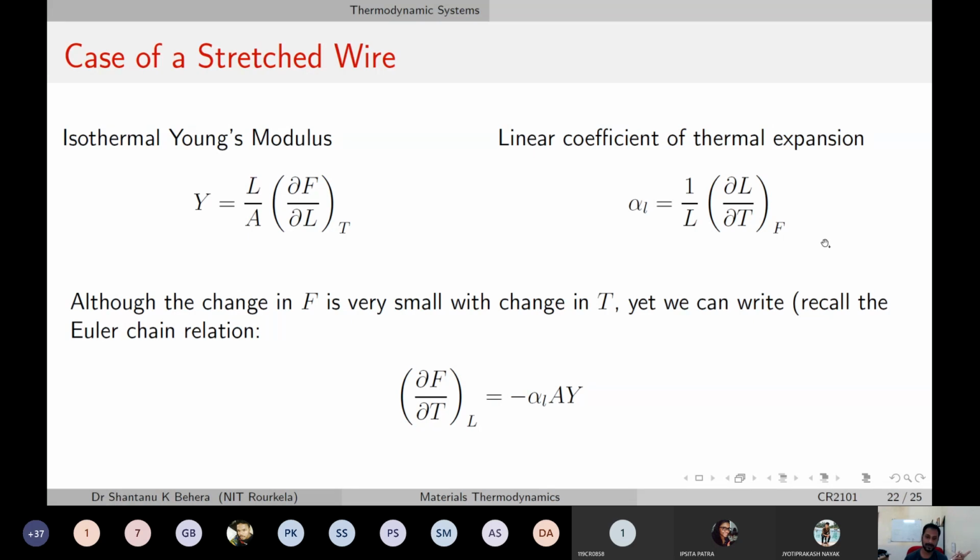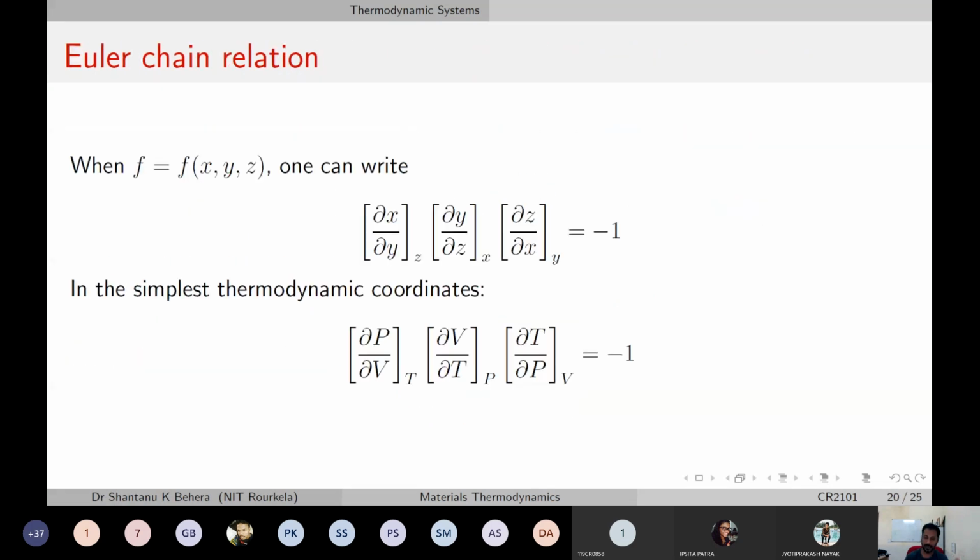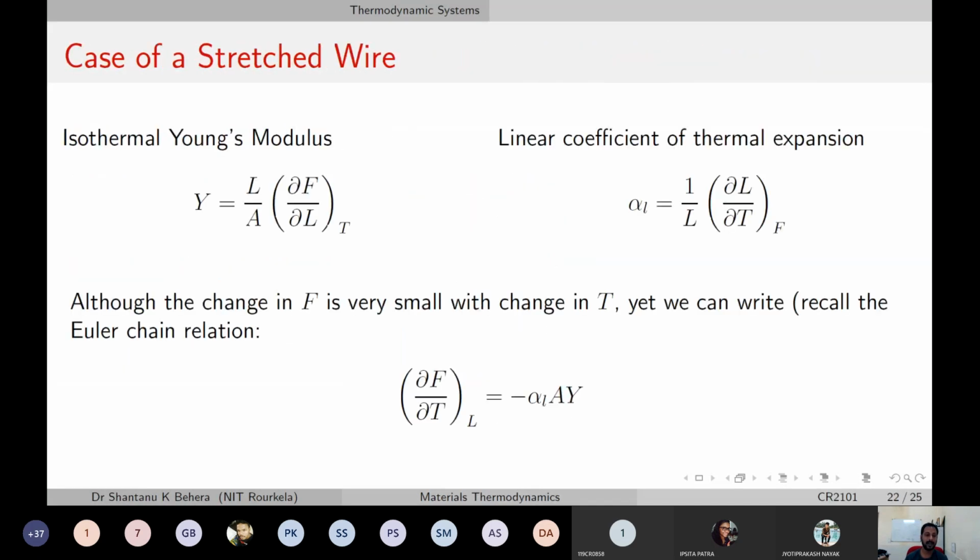If you go back to Euler's relationship, based on this you should be able to calculate the change in these two parameters, del F by del T, while the other parameter, length, is kept constant. We have three variables here. F is the tension, T is temperature, and L is the length. So we had different formulations for these two while T and F were kept constant. Now you can keep L constant and find out del F by del T, which is area into Young's modulus into alpha. Alpha is the linear coefficient of thermal expansion.